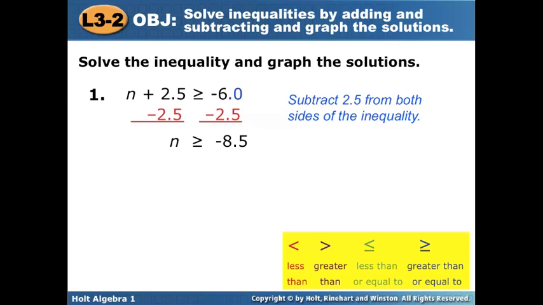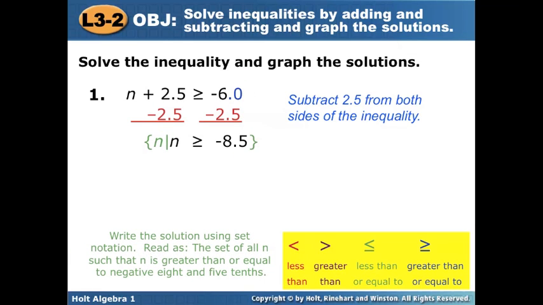We're then going to write our solution in set notation. You can do that right around the answer that you found. So we have the set of all n's such that n is greater than or equal to negative 8.5.